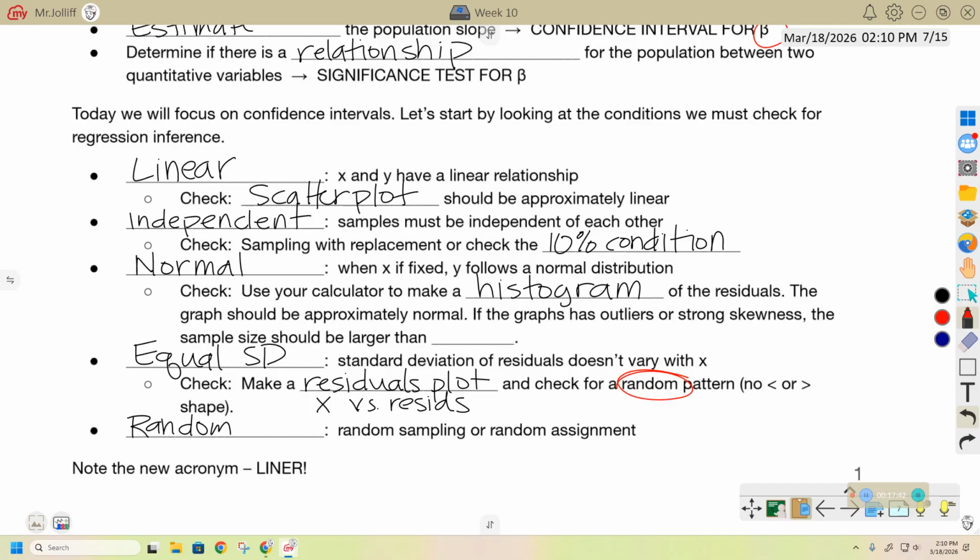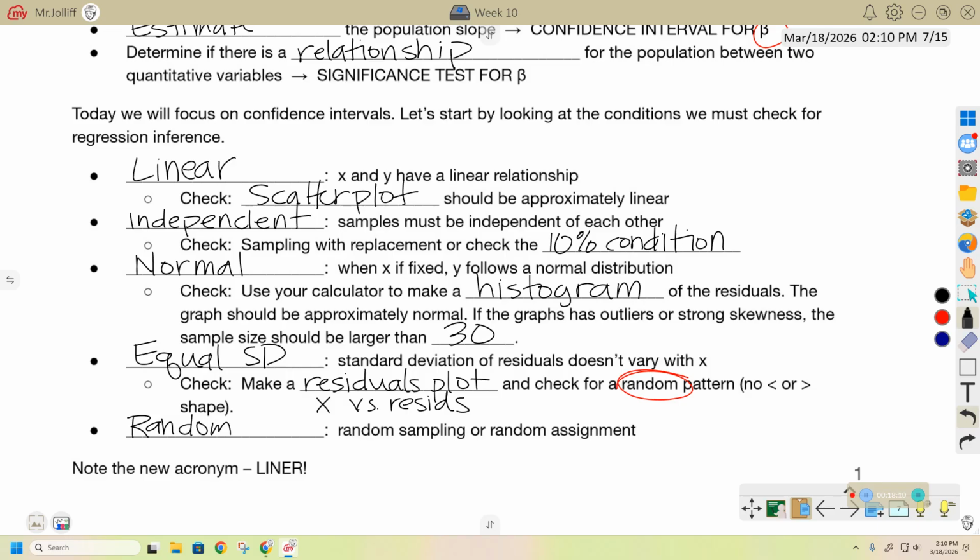There is a blank I missed in my coughing fit that nobody called me on. In the normal, it said check a histogram. There's an exception. If my sample size is bigger than what? 30, I don't care about the graph. So if I have a big enough sample size, I don't have to look at the graph. If my sample size is 30 or over, it doesn't matter what the graph looks like. My sampling distribution will be normal. Central limit theorem still applies for numeric data.